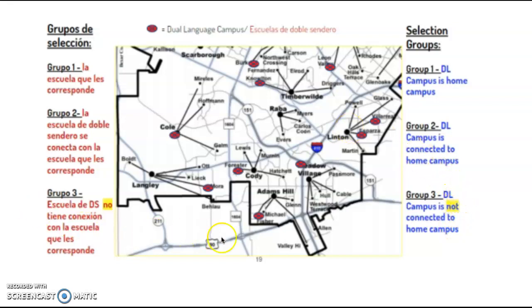If you prefer to apply to a different dual language campus because you work nearby, then you can still apply to those schools, but it will be the same. You will fall under Group 3 because the dual language campus you would be applying to is not within your address cluster.